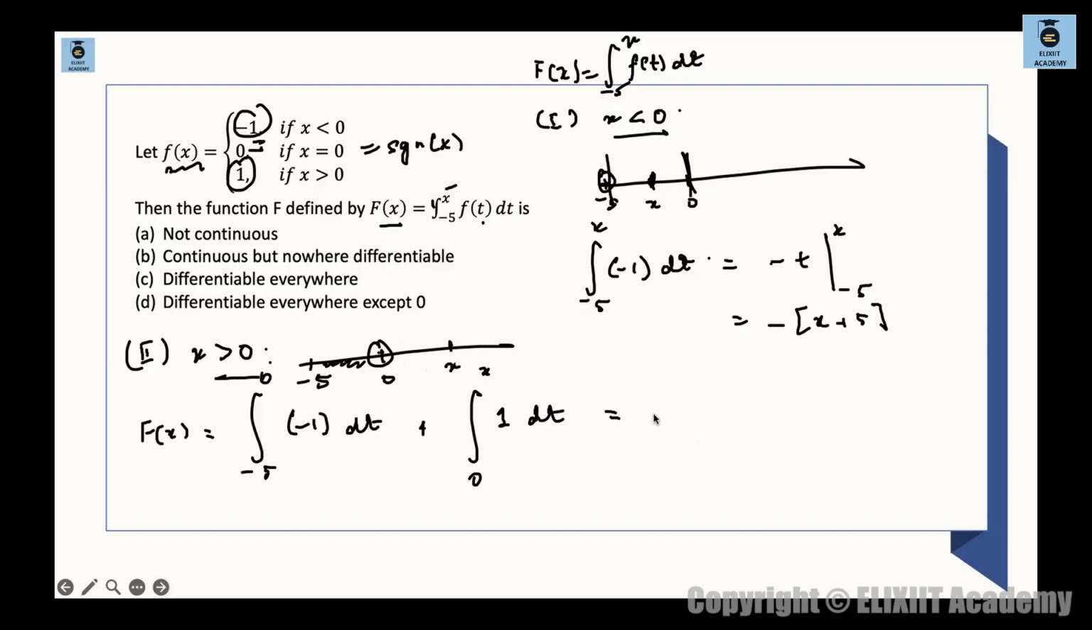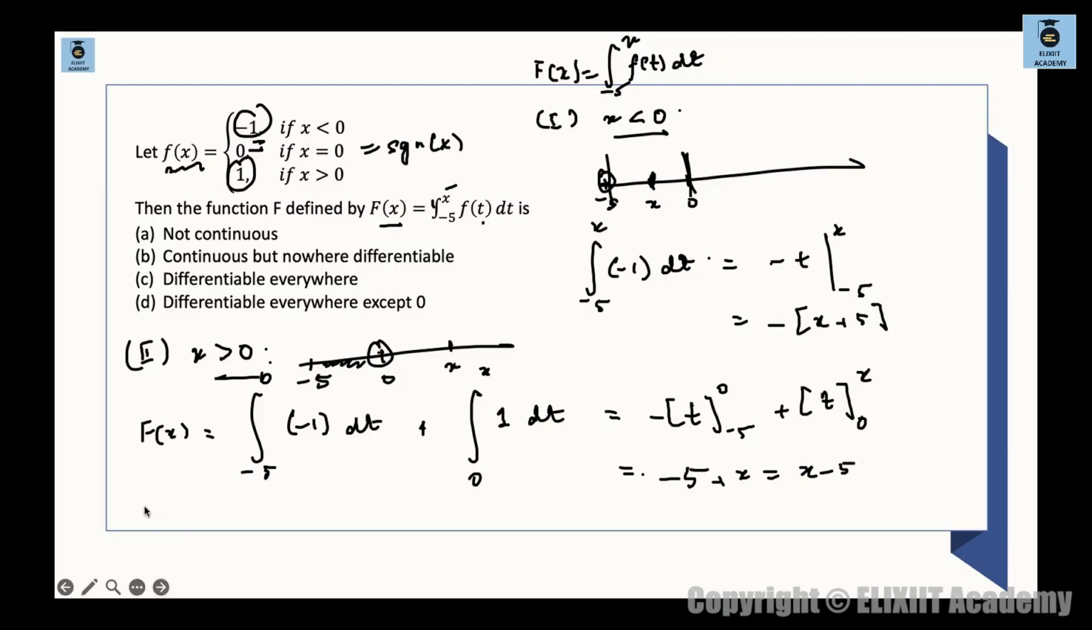So this is minus of t, range goes from minus 5 to 0. And this is t, range is going from 0 to x. So once we solve this thing, this becomes 0 plus 5, which is minus of 5. And this is basically x. So x minus 5. More specifically, this is x minus 5.